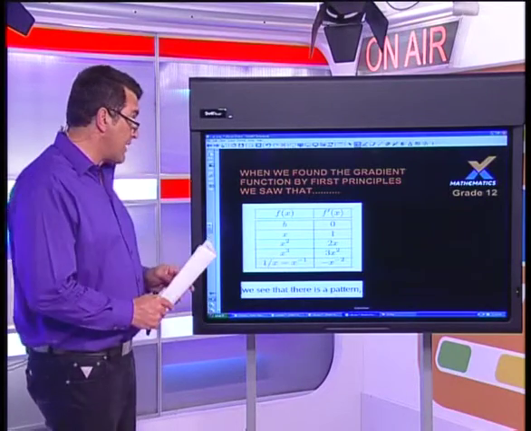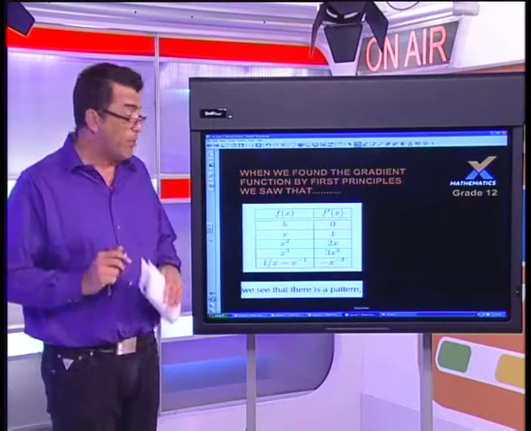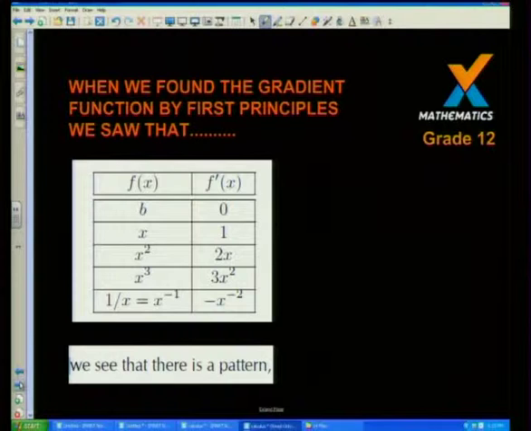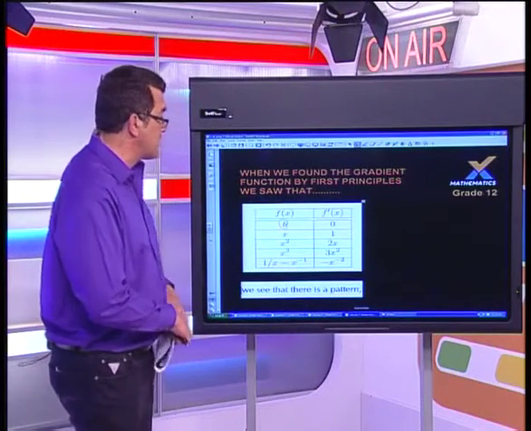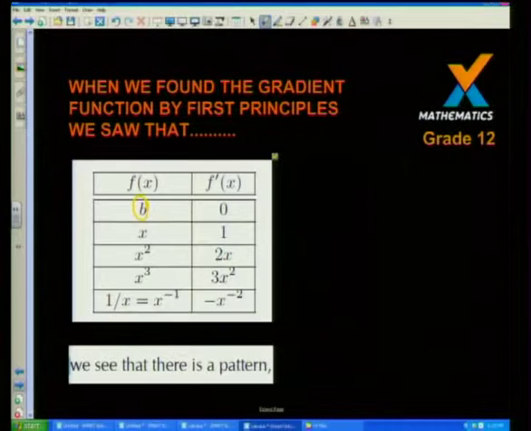When you find the gradient of a function by first principles, you've done quite a few of them up to now, and what I've got on the board is a few of those results that you came across. If f of x was b, now remember this b here is a number, it's a constant, I want to differentiate that. But hang on, the answer was naught. So if f of x was 4, its derivative would be 0. If f of x was x, its first derivative with respect to x was 1.